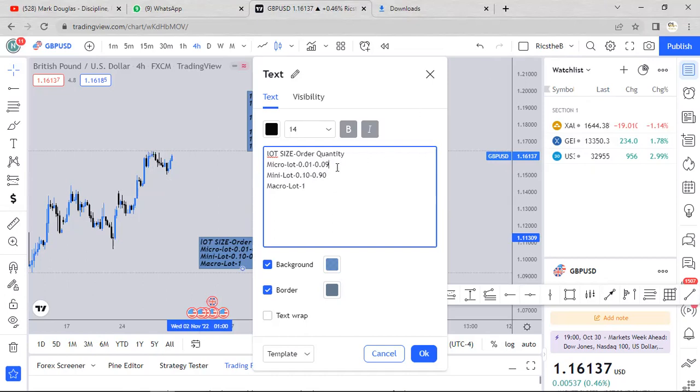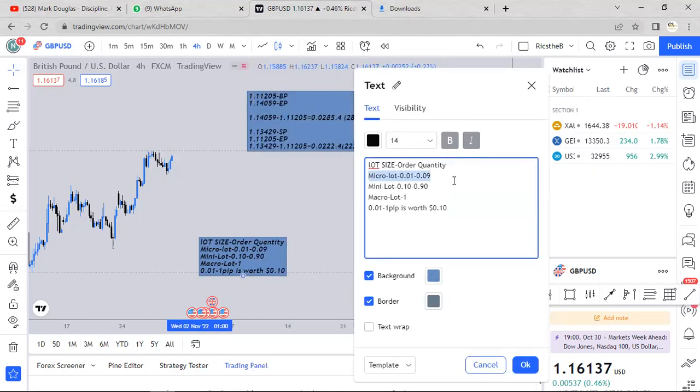And what this simply means, anytime you want to know the value of a pip, the value of a pip is measured in lot size. A lot size of 0.01 simply means that one pip is worth 10 cents. How did I come up with that? By simply multiplying this by 10. If you multiply 0.01 by 10, we'll get 0.10. So 1 pip with the 0.01 lot size means 1 pip is worth 10 cents.